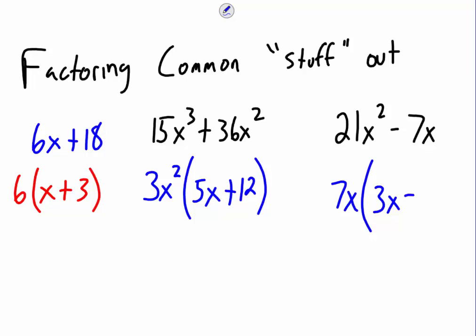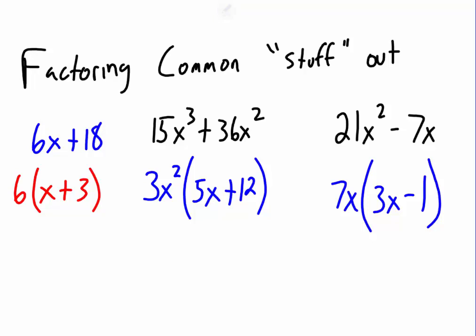We put the minus sign there. 7 divided by 7 is 1. So we know that we have to at least put a 1 there. X divided by x, that's another 1. So it's technically 1 times 1. We got to put the 1 there.